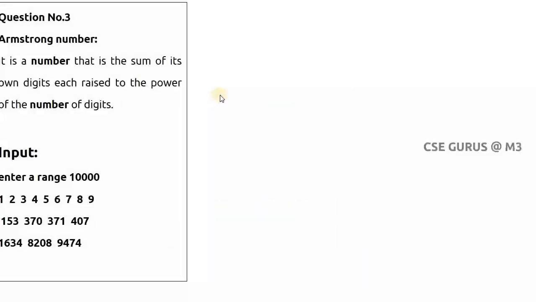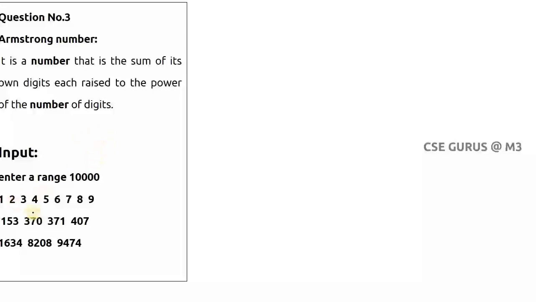Coming to question number 3. This is about finding Armstrong numbers. First of all, we have to know what an Armstrong number is. It is a number that is a sum of its own digits, and not only the sum: each digit is raised to the power of the number of digits. Let me clarify this one.